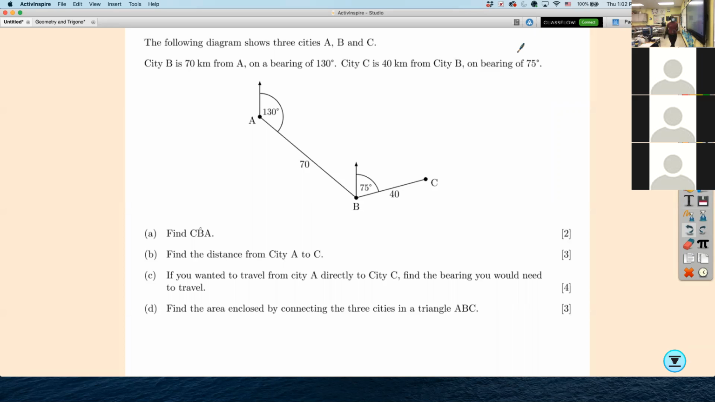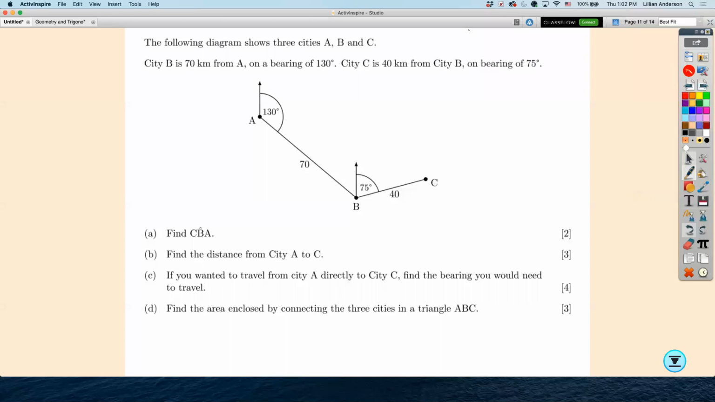The following diagram shows 3 cities, A, B, and C. City B is 70 kilometers from A on a bearing of 130. Remember what I said, bearings come from a north direction heading which way? Clockwise. So there's that north, and then there's that angle that makes 130.